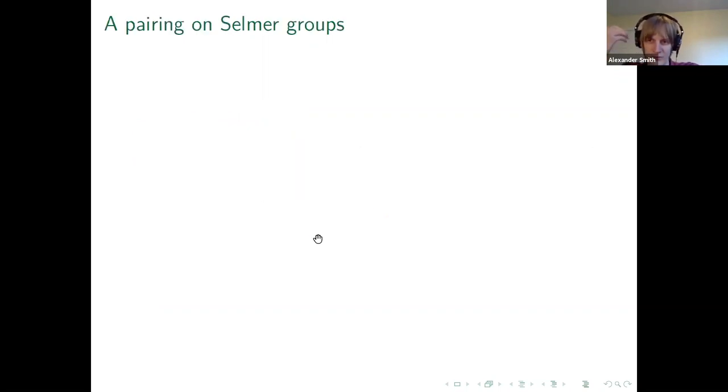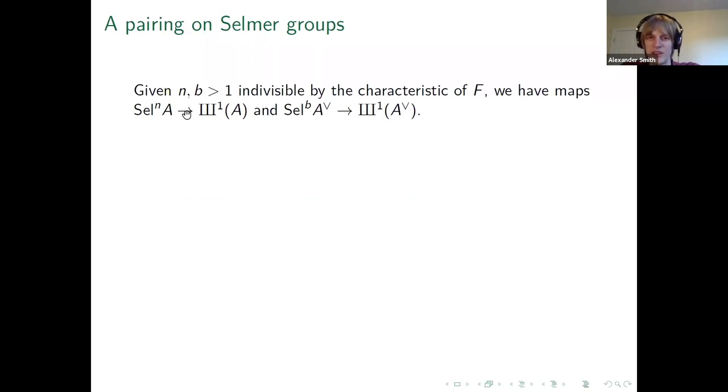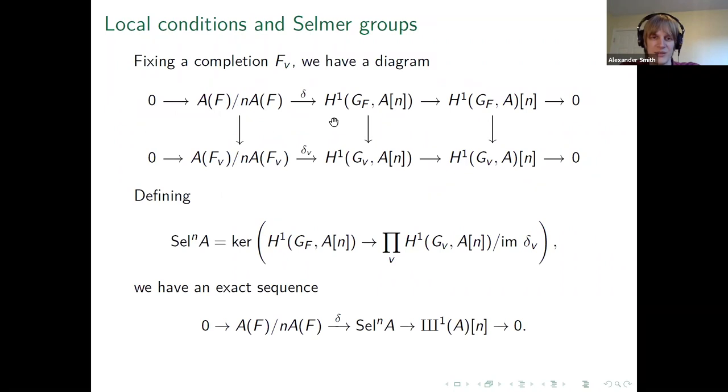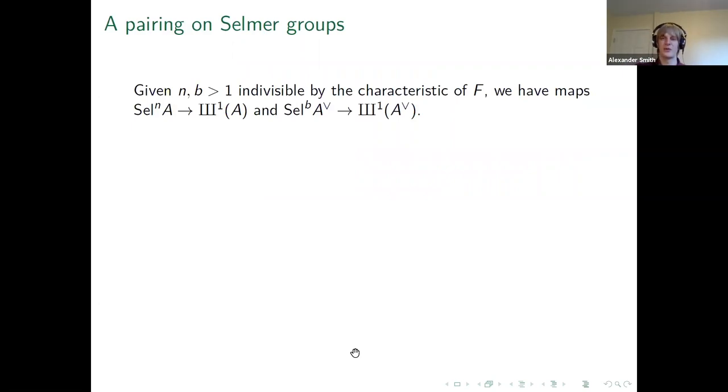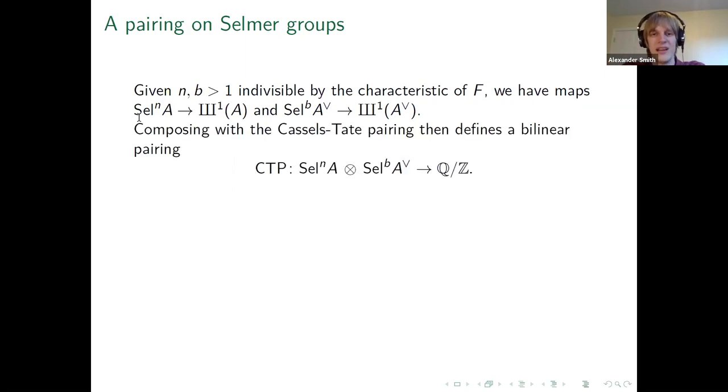So how this works is very, very simple. We have these projections from the N Selmer group of A and the B Selmer group of its dual to Sha of A and Sha of A dual. This just comes from the first exact sequence we have about it, this guy. And so we can just restrict the Cassels-Tate pairing to be between the Selmer group of A and the Selmer group of A dual, like this. Now, we cared about the Cassels-Tate pairing because its kernels were interesting, or maybe its non-degeneracy is interesting. If the kernels weren't interesting, this wouldn't be an interesting thing to do, but the kernels are interesting.